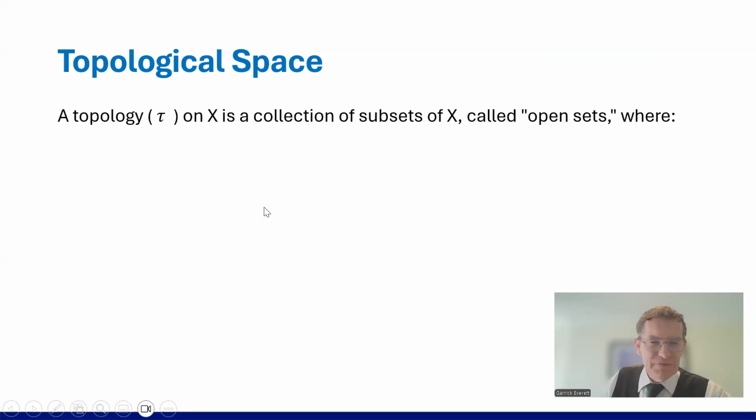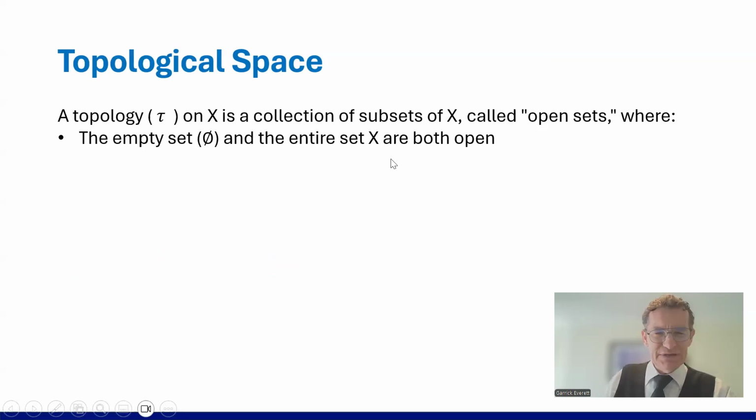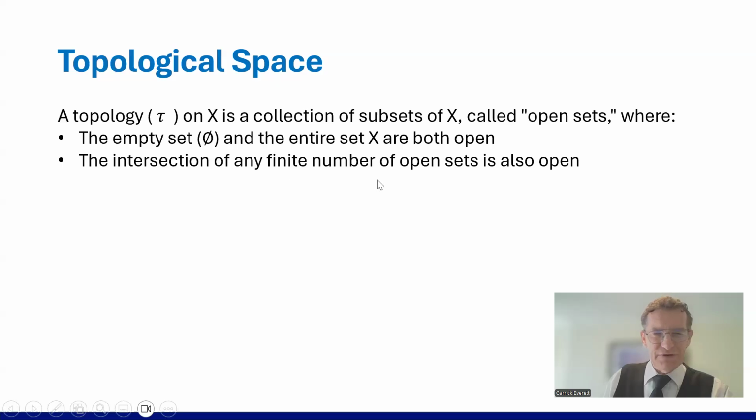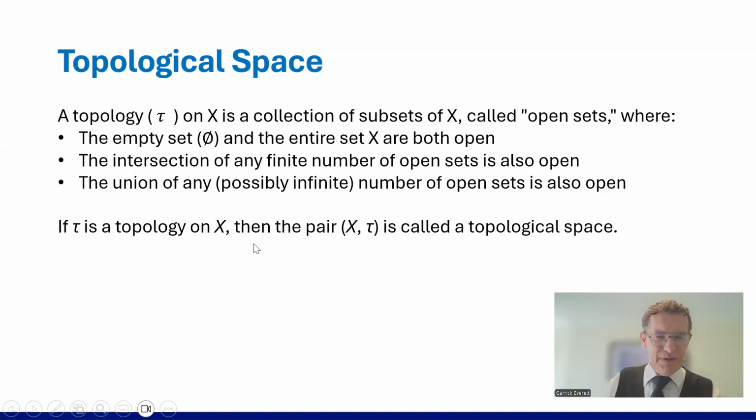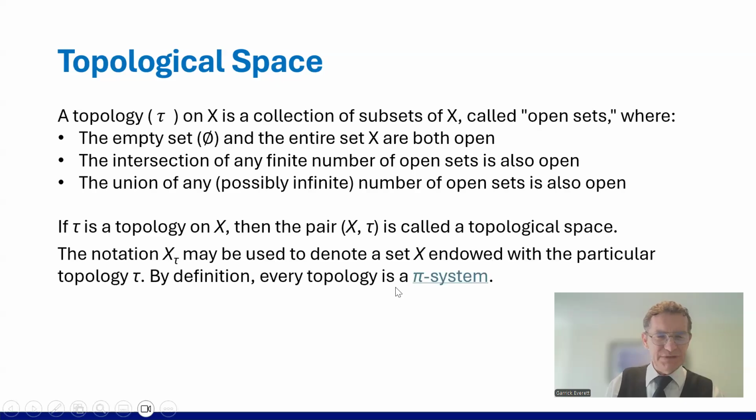Okay, and here's some more information about topological space. Let's suppose we've got a topology T on X. A topology T on X is a collection of subsets of X called open sets, where the empty set and the entire set X are both open. The intersection of finitely many open sets is also open. The union of any number of sets is also open. And if T is a topology on X, then the pair (X, T) is called a topological space. X_T, X with a subscript T, may be used to denote a set X endowed with a particular topology T.